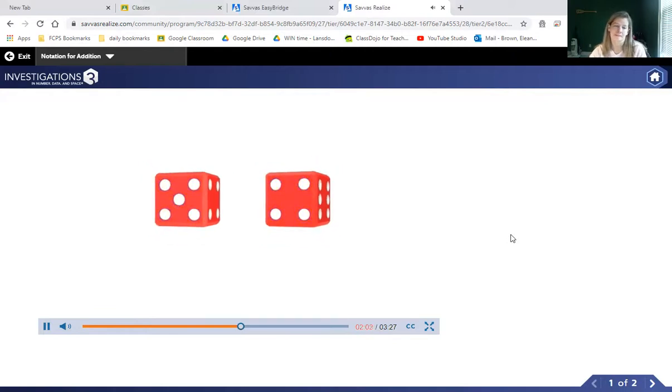I used math symbols to show the total number of dots on these 2 dot cubes. First, I write the number of dots on the first cube, 5. Then I write a plus sign. A plus sign means I am putting together 2 groups. Then I write a 4 to show the dots on the second cube. How many dots are there in all? I know there are 9 dots in all.